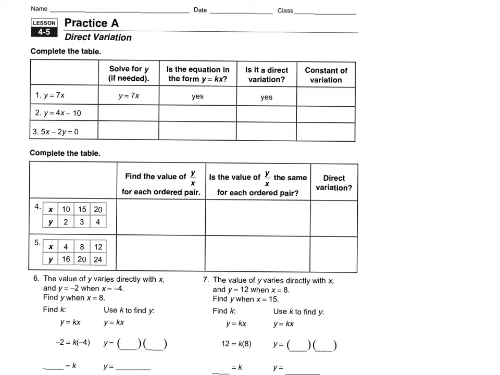Okay, so what we're going to do today is I'm just going to go over the answers for the 4-5 practice A. This is what we learned before Thanksgiving. We have a quiz on this lesson plus on lesson 4-4 on Thursday. So what we're going to do the next 3 days is reinforce the slope and the direct variation. Okay, this is the chapter where it starts to get a little bit more difficult.